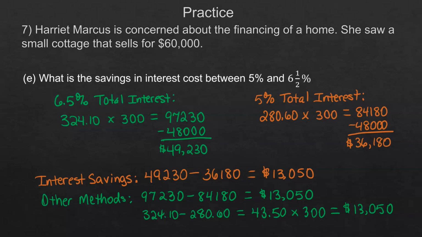Now, obviously, you can see that these other two methods are quicker, especially the payment way, right? Subtract the payment, take that difference times 300, and that's all interest, right? All of that amount is interest that you're paying on the loan.